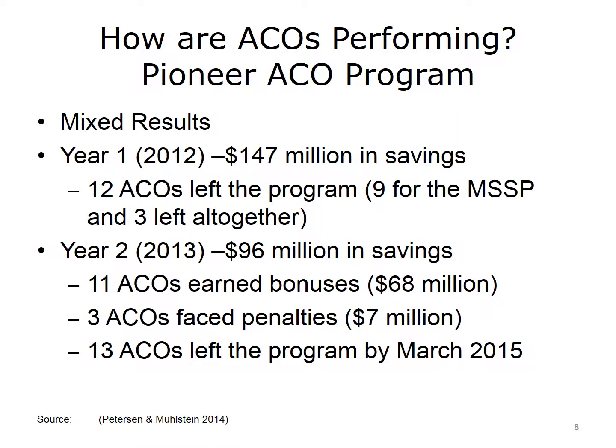There were also mixed results in the Pioneer ACO program. In this program, there are savings generated and in some cases shared. For instance, in Year 1, the program generated $147 million in total program savings. In Year 2 of this program, $96 million in total program savings was generated, and 11 ACOs received bonuses. However, 3 of the ACOs faced penalties. In each year, Pioneer ACOs have left the program, most moving to the MSSP.